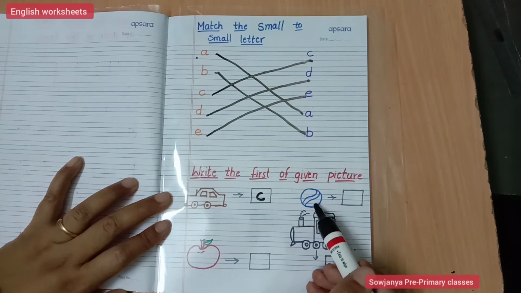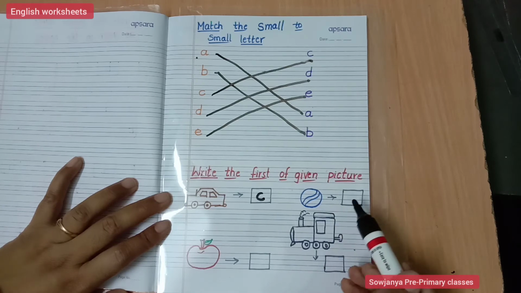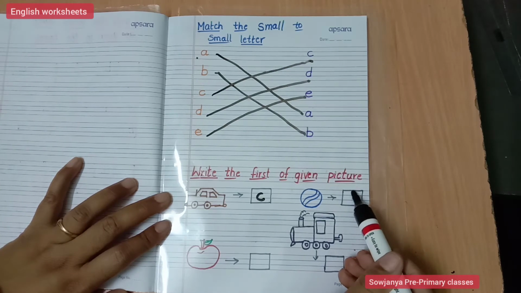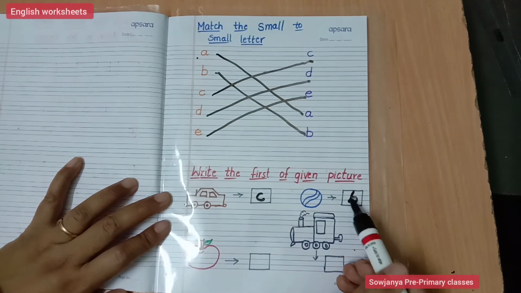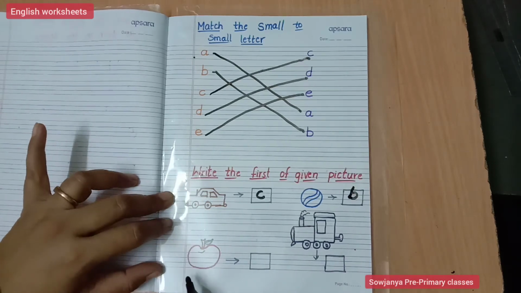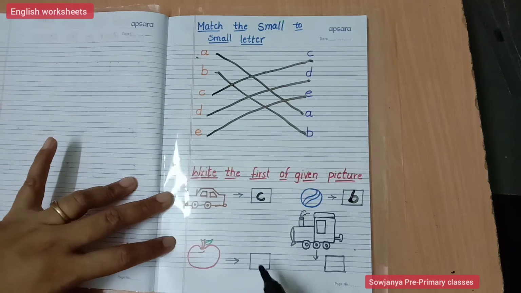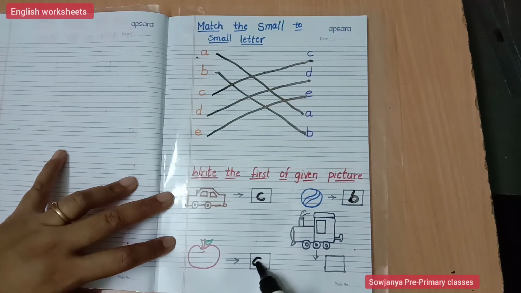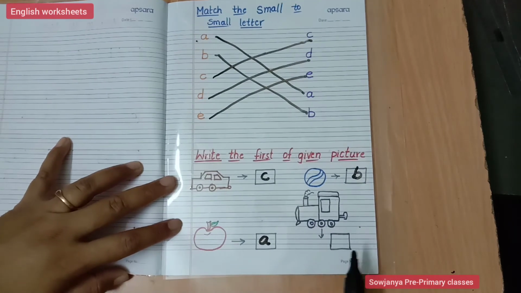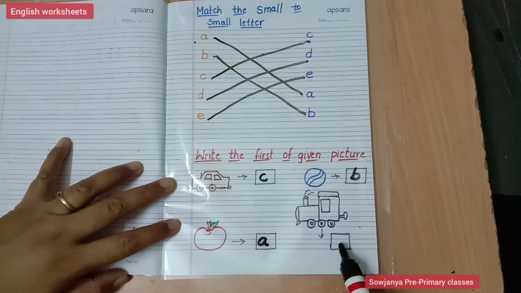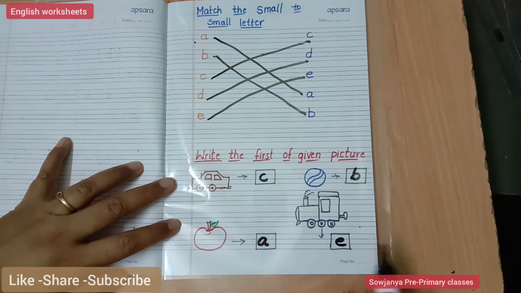What is this picture? Ball. B for ball. B says B. What is this picture? Apple. A for apple. A says A. Now what is this? Engine. Engine starts with the letter E. E. Engine.